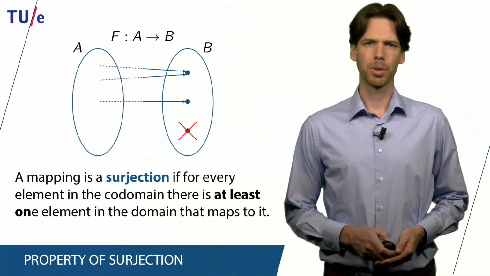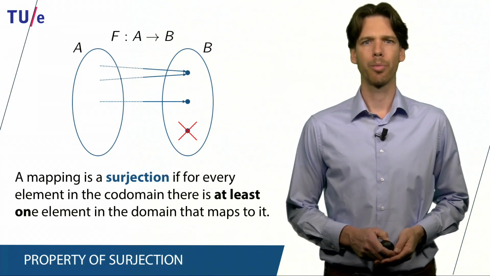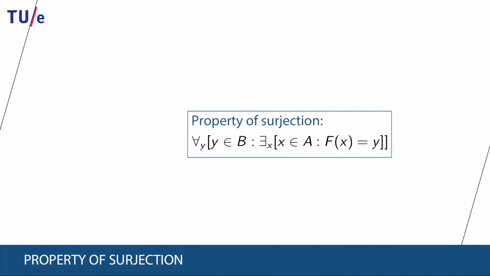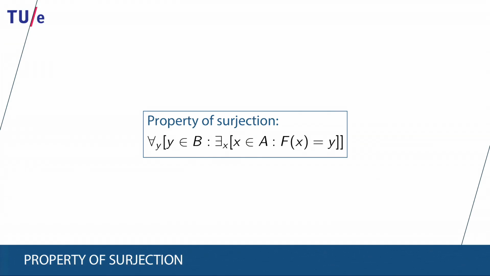Let's now express the property of being surjective as a formula of predicate logic. Mapping f from A to B is surjective if and only if for all y in B there exists an x in A such that f of x equals y. The property will be considered as the definition of being surjective or onto. If some mapping is surjective, then we know that it satisfies the property of surjection, and conversely, if some mapping satisfies the property of surjection, then it is indeed a surjection.